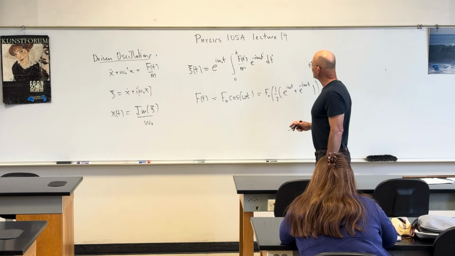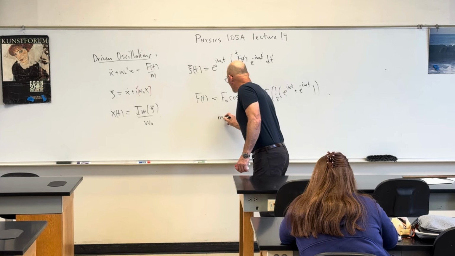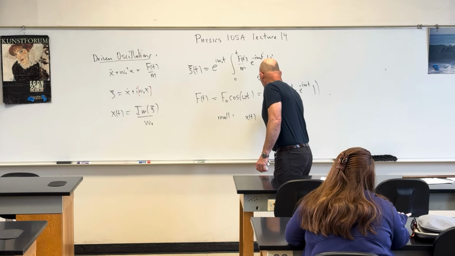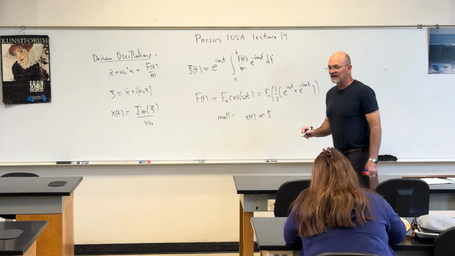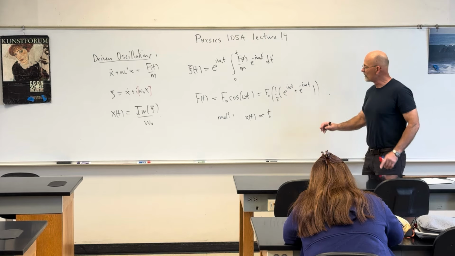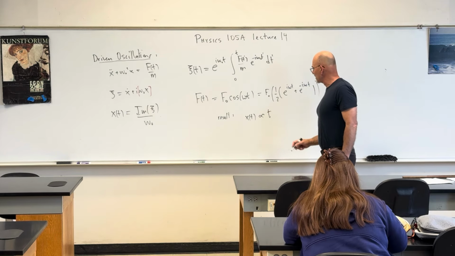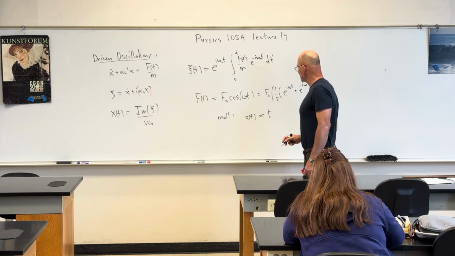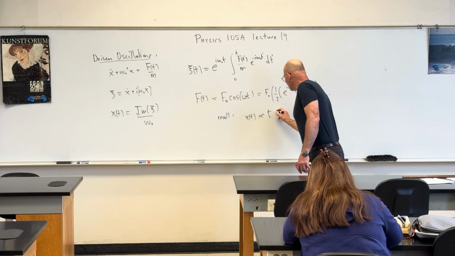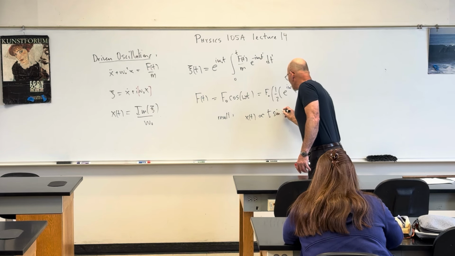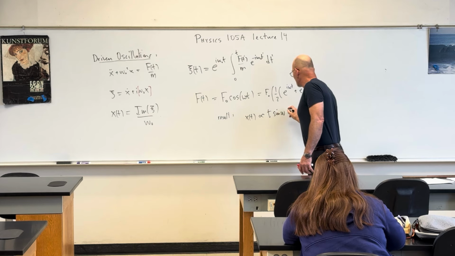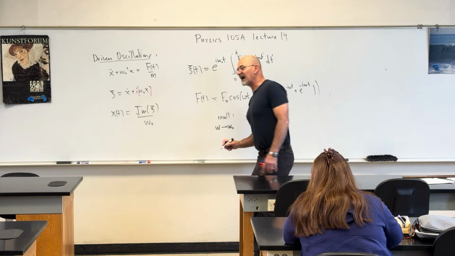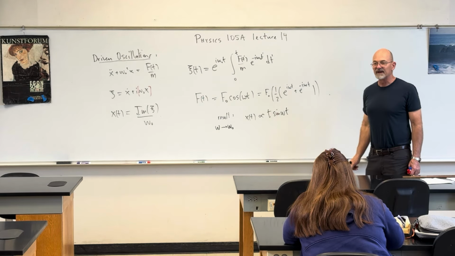And I'll just state the result is that your x of t is going to be proportional to t times a trig function. In fact, I think it'll come in as t sine omega t, and this is when omega goes to omega naught. So this is the proportionality you're going to have in here.